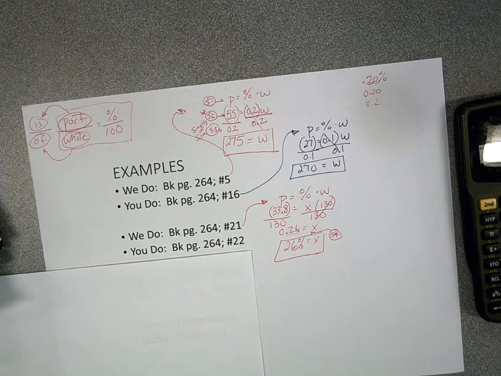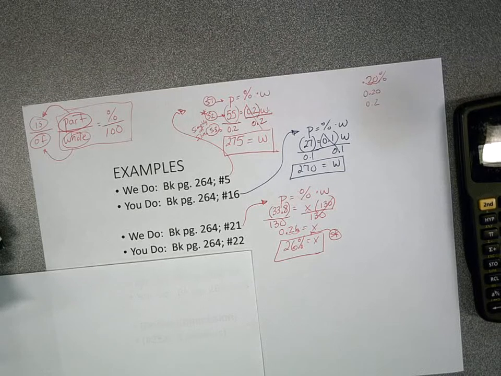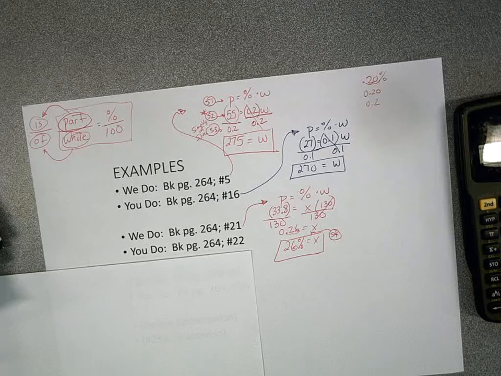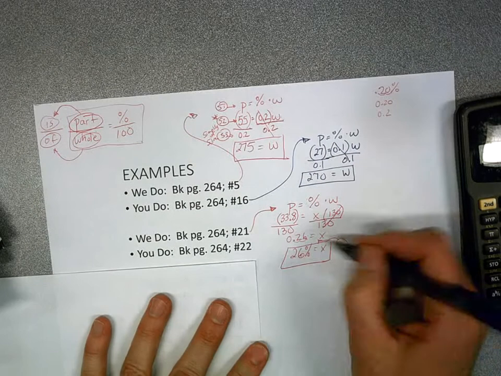Okay, I messed up. 70%. All right, here we go. Problem 22, I'll loop it around here.